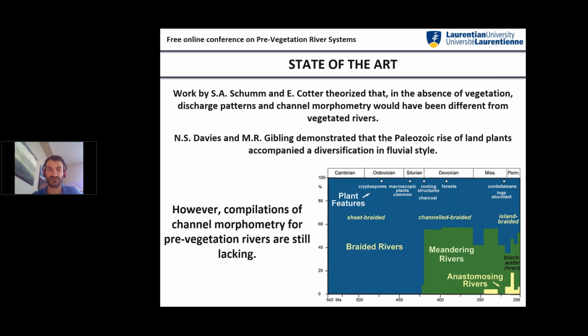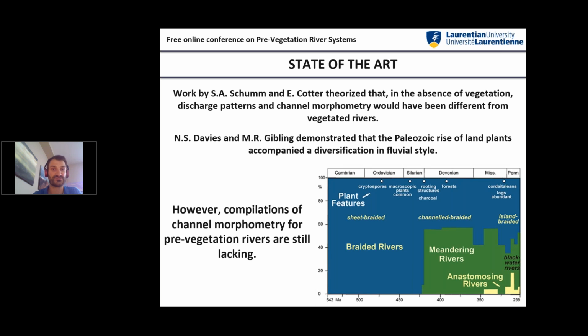And more recent work by Davies and Gibling actually provided a nice chart that shows us how the evolution of fluvial style in the Paleozoic was influenced deeply by the evolution of vegetation itself. What I would like to point to here is that, however, we still have a lack of a proper compilation of channel morphometry for pre-vegetation rivers.